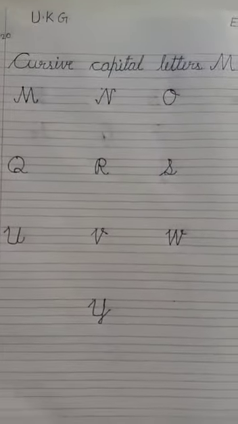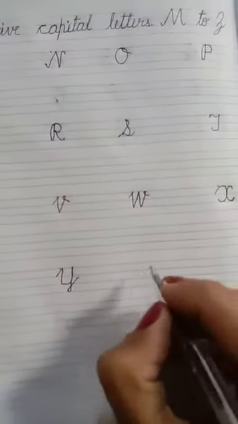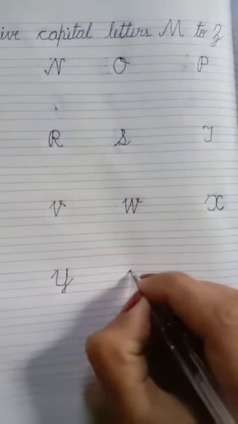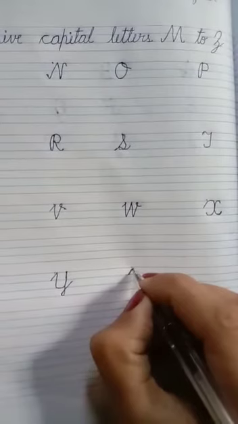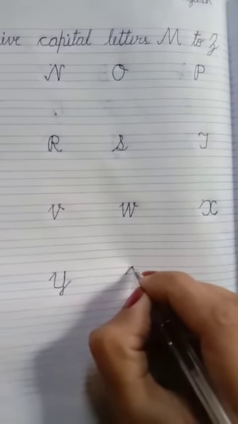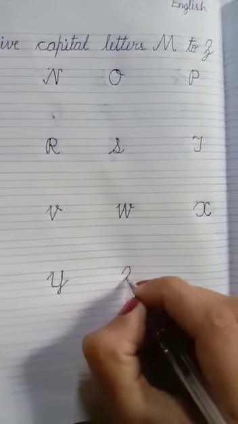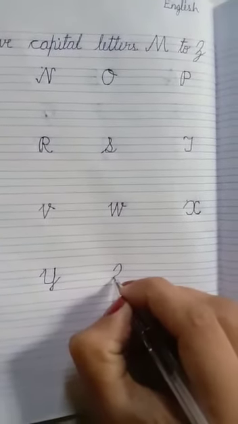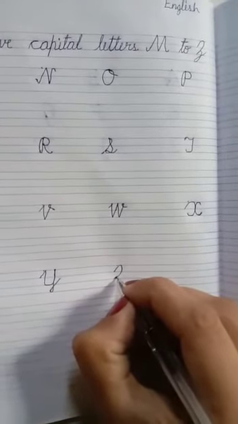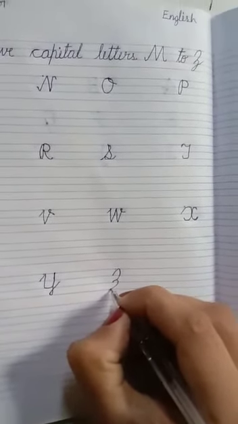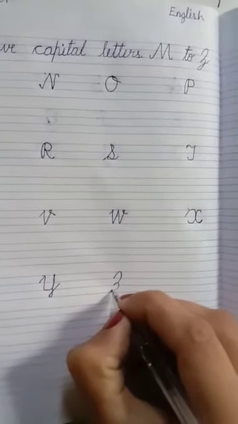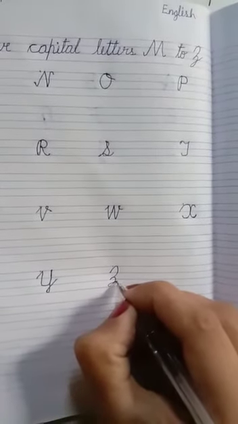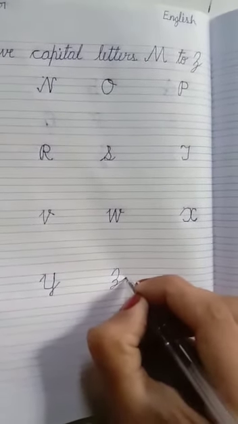Okay, and last Z starting from the second line. Okay, and we will go on the top line and moving down on the third line, curving down, starting from the third line and go on the fourth line, make a roundish curve inwards and intersect the previously written line like this.